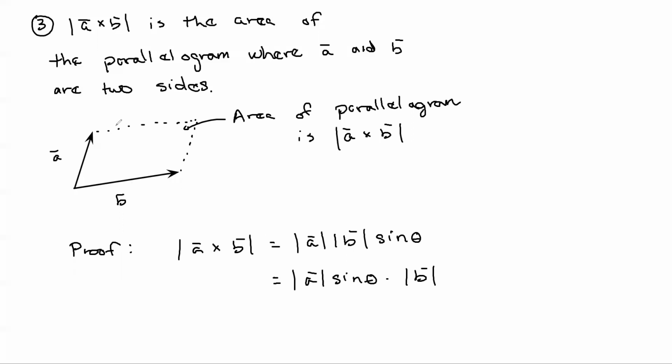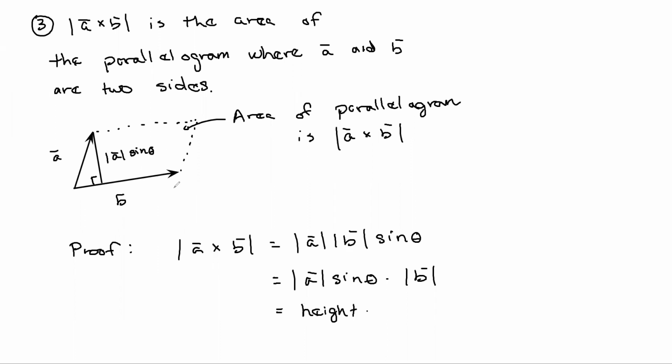Well, you'll recall from the first slide that length of A sine theta is the distance if you went through and dropped down a perpendicular here. All right, so if we put a perpendicular line here that is perpendicular to B, then this distance here is the length of A sine theta. Okay, well, in terms of a parallelogram, this distance here is going to be the height of the parallelogram.